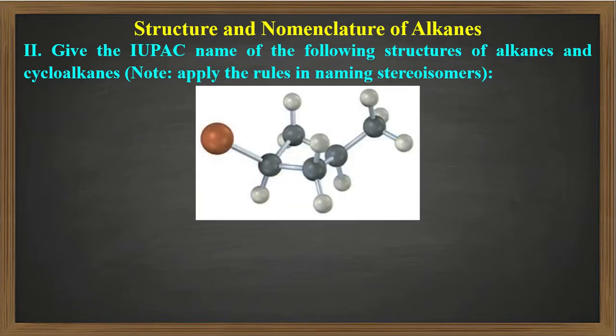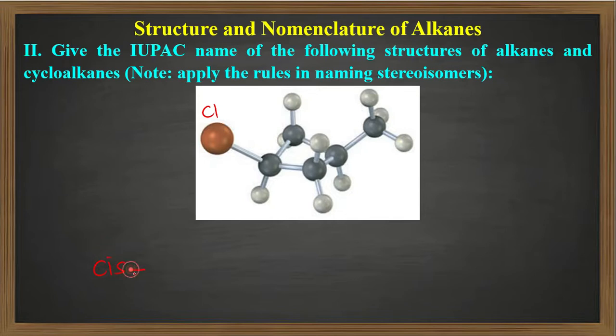Next, another di-substituted cycloalkane. So we have here, this is chlorine, right? I put chlorine. Let me check first in your PDF. Alright, that's chlorine. So again, we have another di-substituted cycloalkane. We will apply the rules in naming stereoisomers of di-substituted cycloalkane. As you can see, the chlorine and the methyl are both on the same plane, above the plane. So we will use the prefix cis.